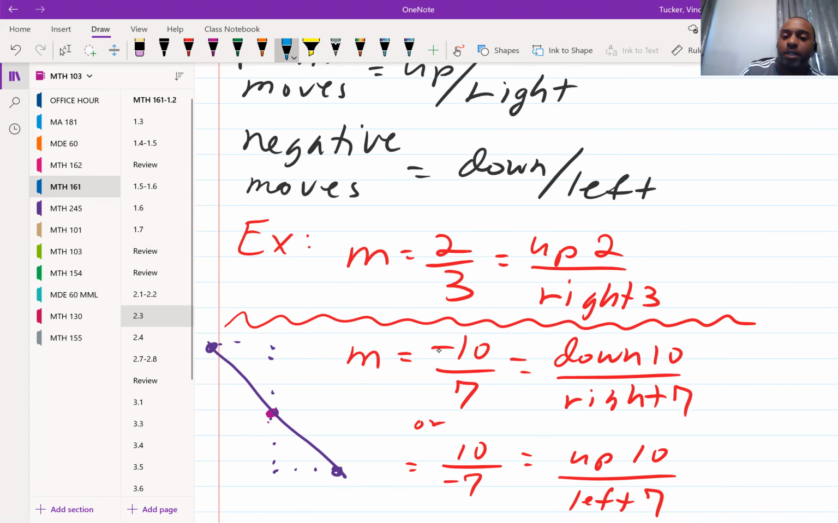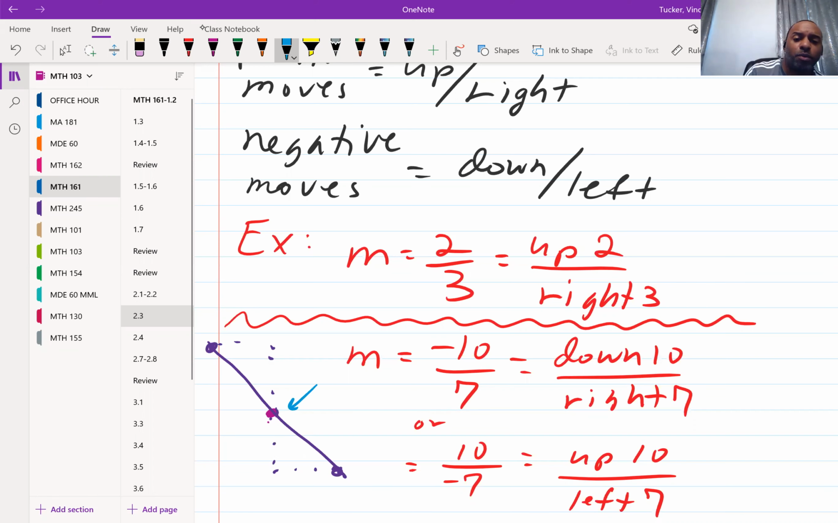But if you give it to the top, that means you would go down 10 and then right 7 because it's a negative 10 over a positive 7. Or if you have a positive 10 over negative 7, you would go up 10 and then left 7. All right. So down 10, right 7, or up 10, left 7. And either way, you'll create the same line.